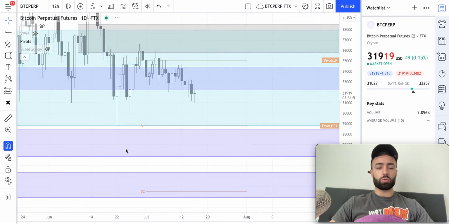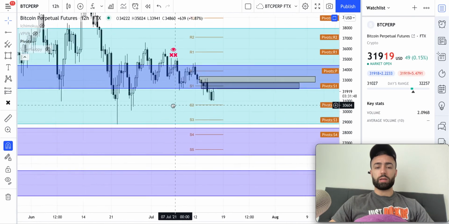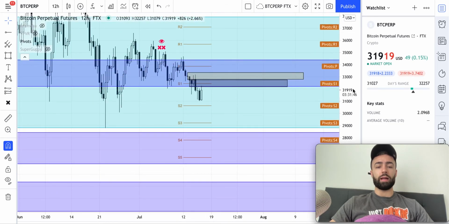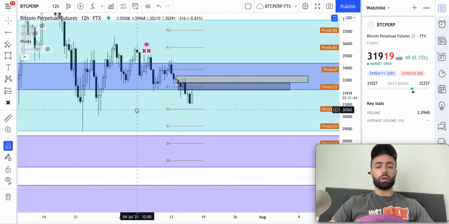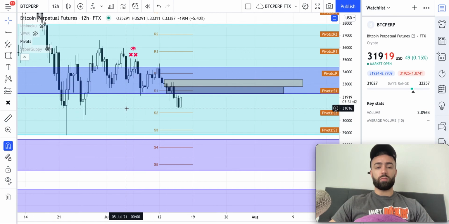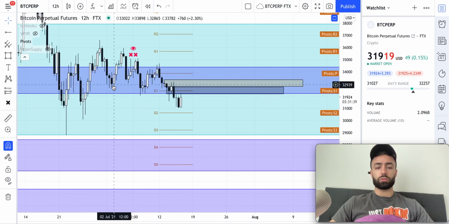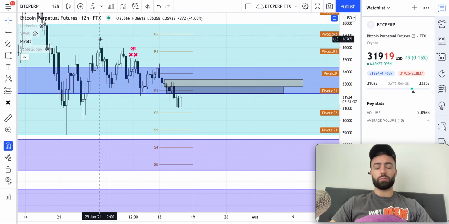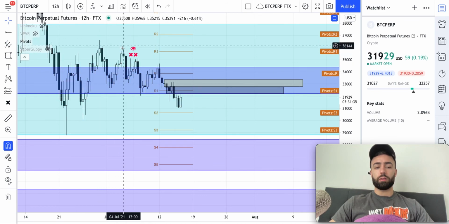If we look at this from a 12-hour perspective, the interesting thing about this drawdown is we haven't had really a liquidity run from a 12-hour perspective. You can see we have a high here, drawdown, we never trigger the stop losses here. Another high right here, drawdown, never trigger the stop loss above here.